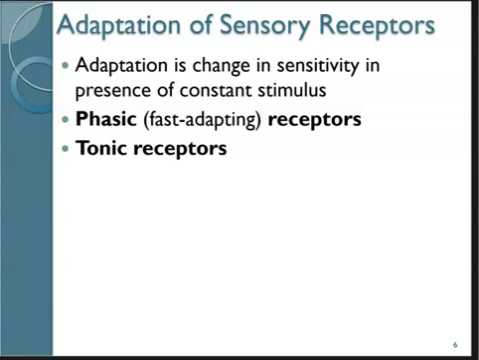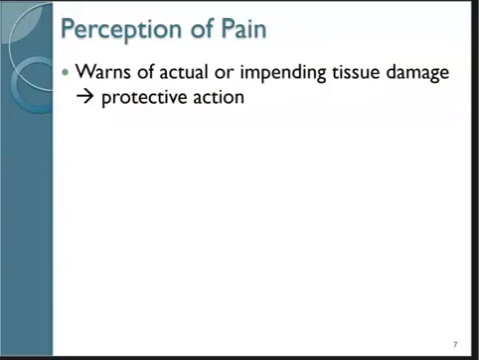Tonic is on the other scale, whether they do not adapt or adapt very slowly. One example is pain receptors. They are considered tonic because the sense of pain, as unpleasant as it is, is important information for our brain, right? It tells us about actual or impending damage, right? So it's a protective action. So we need that information, even though we may tolerate that pain and put up with it, we will be aware of it.